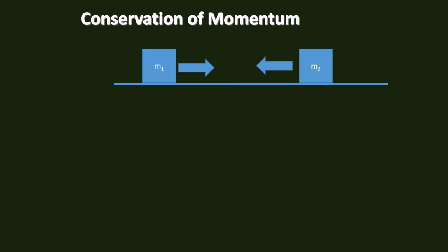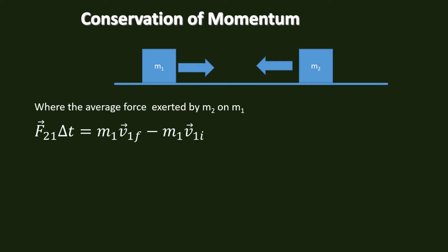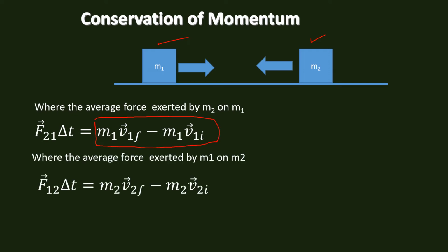Let's now change to the subject of the conservation of momentum, where we have the average force exerted by M2 on M1. So if we have a collision where M1 and M2 are colliding together, basically the impulse force is going to be equal to the difference between these two right here. And so each one of these blocks exerts a force on one another as they collide. Okay, and we can see by this equation what that is.